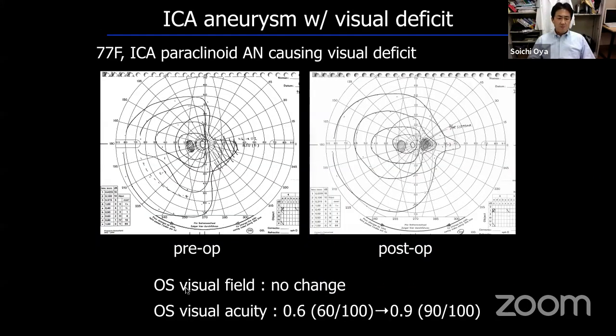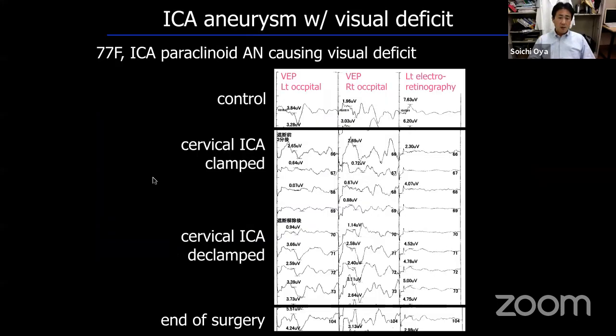Unfortunately, her visual field cut did not improve after surgery. However, her visual acuity improved from 60/100 to 90/100. For this surgery, we utilized visual evoked potential, VEP.